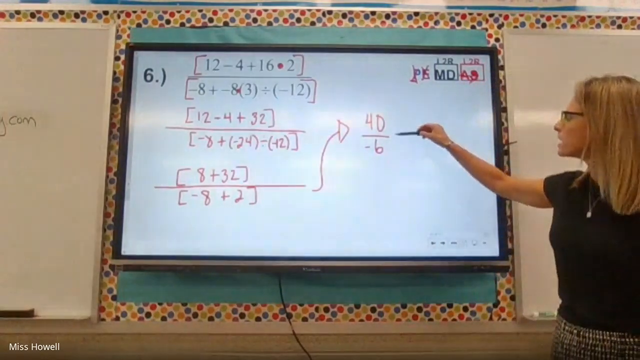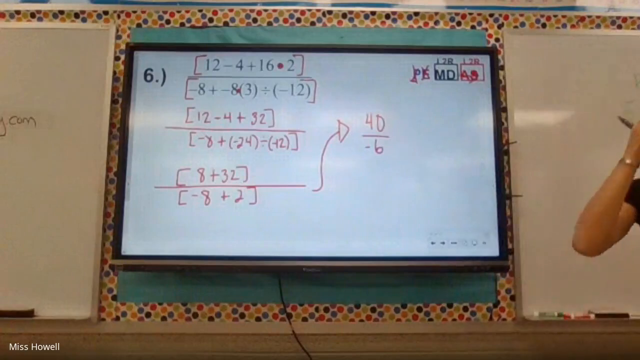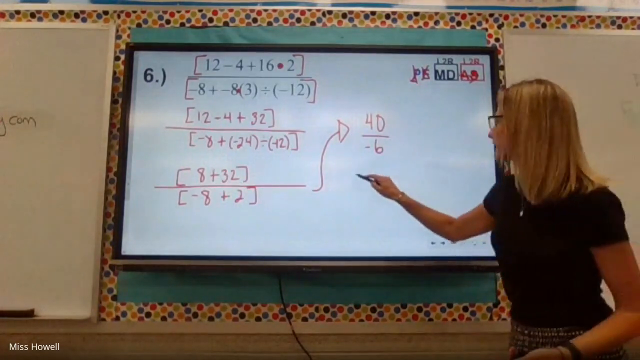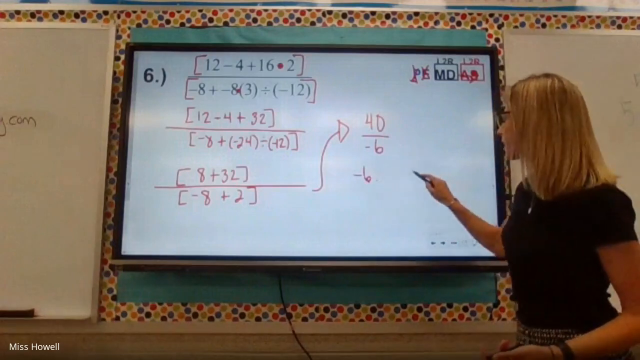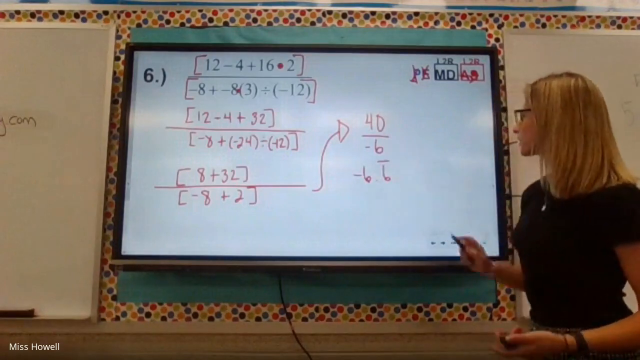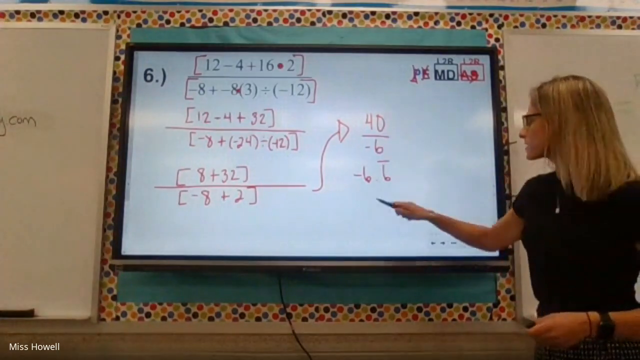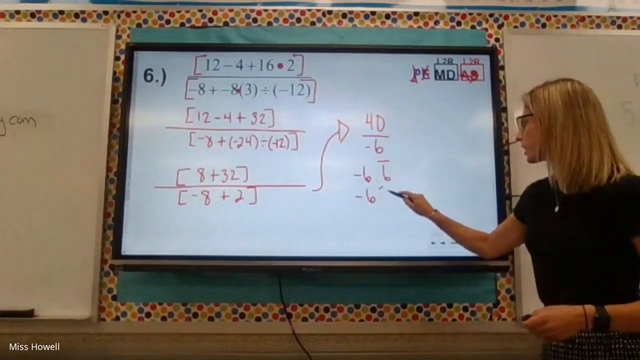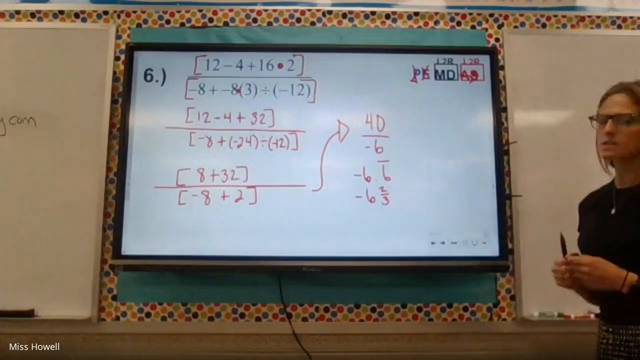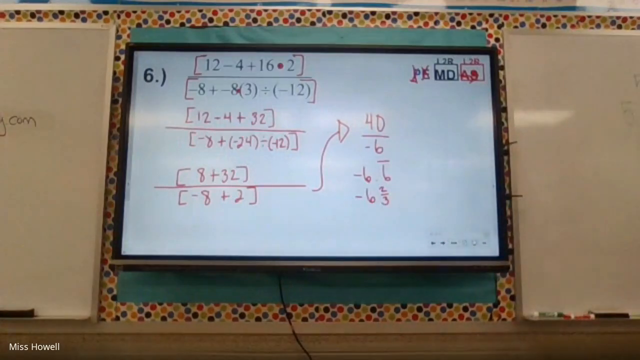I could take 40 divided by -6. If it's a decimal that terminates or repeats, I can write it that way. In this case, it is -6.6 on forever. So I can put a 6 with a bar notation. My other option is to simplify this to get -6 and 2/3. I don't care in this case which one of those two you give me.